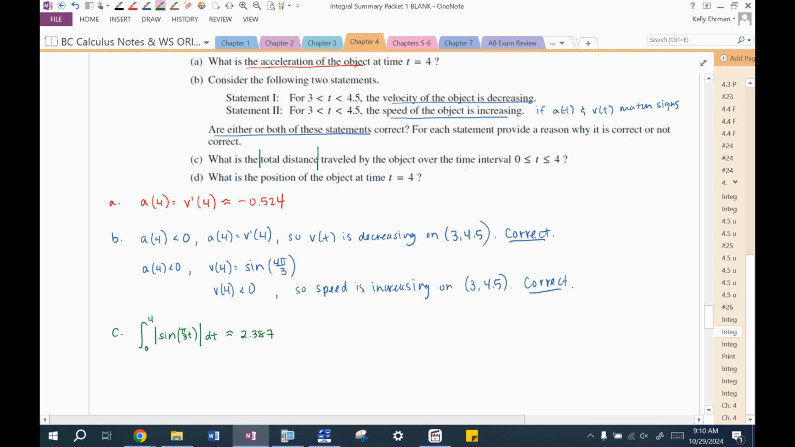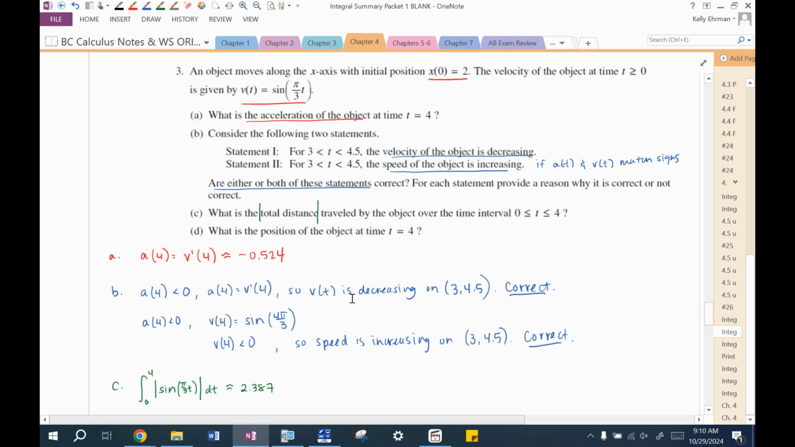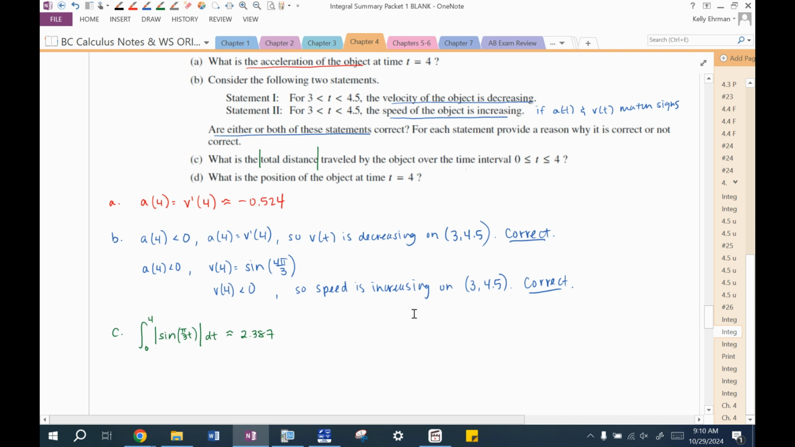And do we have measurements for this again? I don't think so, right? No, they didn't give us any labels. So that's my total distance traveled. Okay, and then finally, what is the position of the object at time 4?